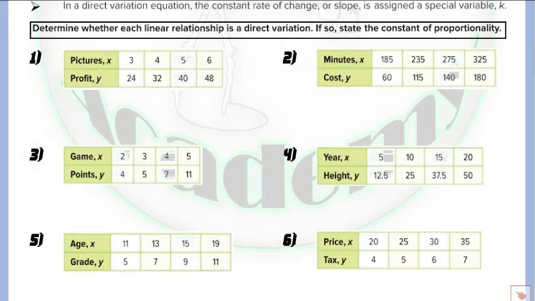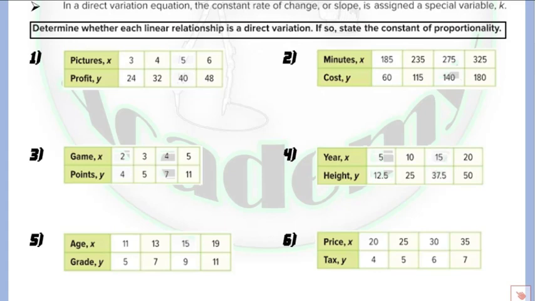In this problem, we need to determine whether each linear relationship is direct variation or not. If it's direct variation, we need to find the constant of proportionality. To find out if this relation is direct variation or not, we need to find out if this relation is proportional or not. If the relation is proportional, it means this relation is direct variation. If the relation is non-proportional, this means this relation is not direct variation. Now we need to find the ratio.